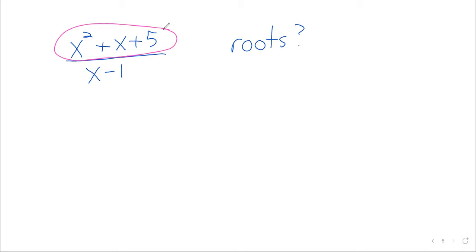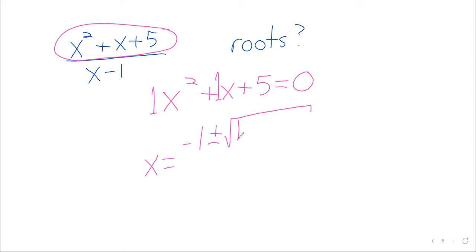Well, once again, we just set this up. Can everyone see this kind of thing? Once again, we just set the top equal to 0. This time, we don't need to use our calculator, unless we want to, I suppose. We have an a and a b and a c, and this is quadratic. x equals negative b plus or minus the square root of b squared minus 4ac, all divided by 2 times a.